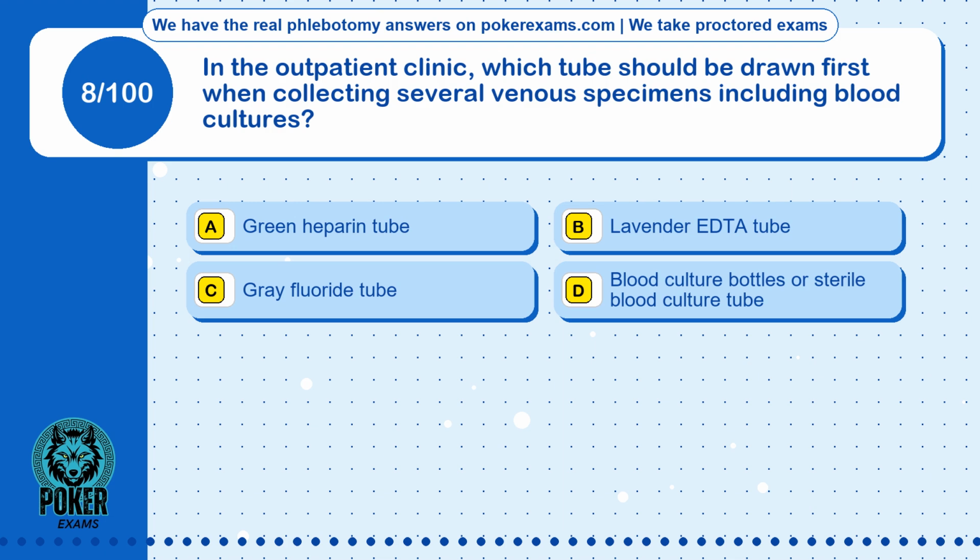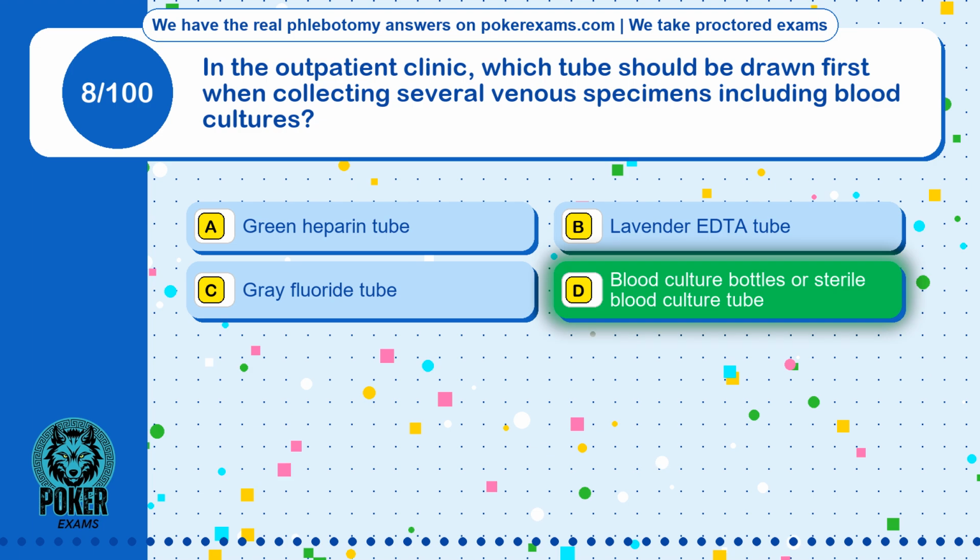Question 8. In the outpatient clinic, which tube should be drawn first when collecting several venous specimens including blood cultures? Option A, green heparin tube. Option B, lavender EDTA tube. Option C, gray fluoride tube. Option D, blood culture bottles or sterile blood culture tube.